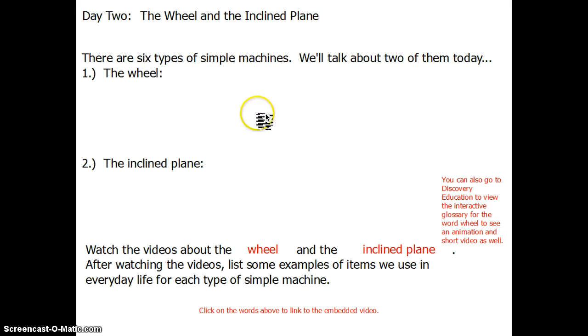We're going to start by watching a video about each one of them, and then we're going to talk about examples of things we use in everyday life that have each type of simple machine. So think of something that has wheels as a part of it, and also the inclined plane. Think of things that we see in life that have the inclined plane as a part of it or maybe as the entire thing. Okay, so let's first start off with the wheel.